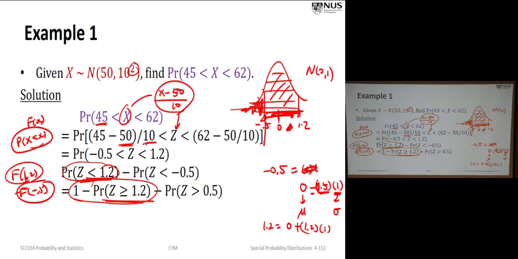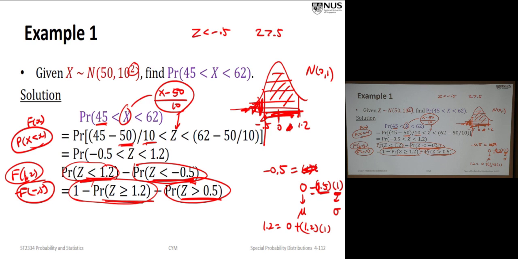And then this one and this one, how come they're the same? Let me repeat. This event, are they the same? Z less than minus 0.5 and Z greater than 0.5, are they the same?